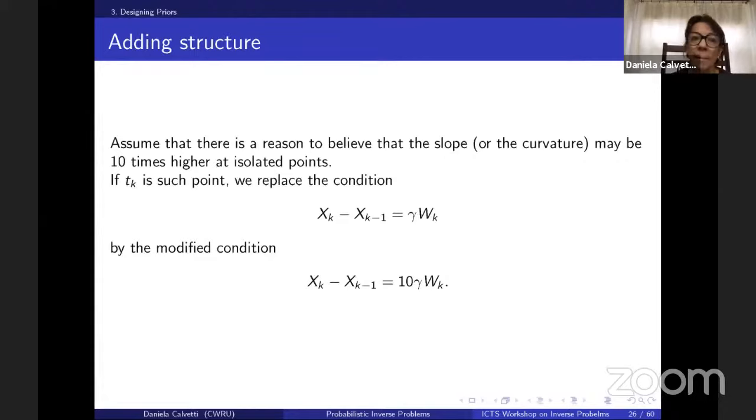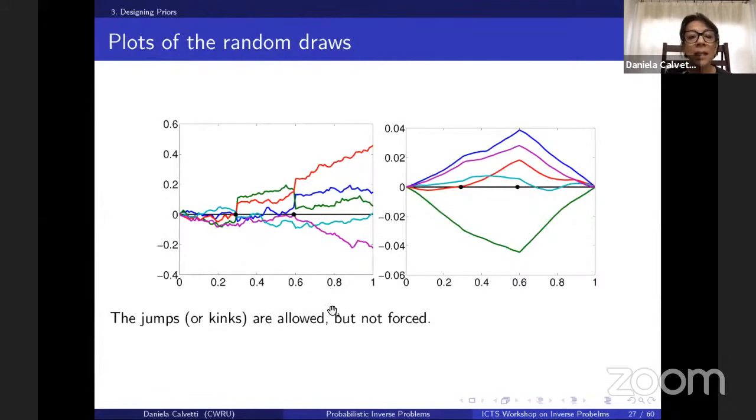If we know when that happens, like in the US, we knew that Thanksgiving and Christmas would be pretty bad, then we can go ahead and in our prior, we can replace the usual innovation condition here with a modified one where we actually increase the gamma. So we increase the variability at that point by the corresponding factor. What that does is it creates these events where you are allowing the innovation to be higher. In this case, it was at 0.3 and 0.6.